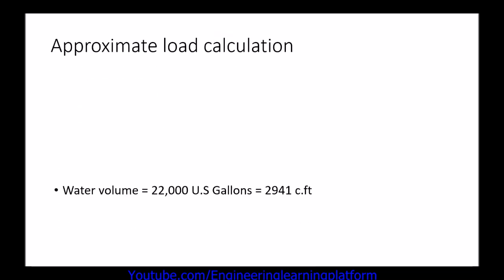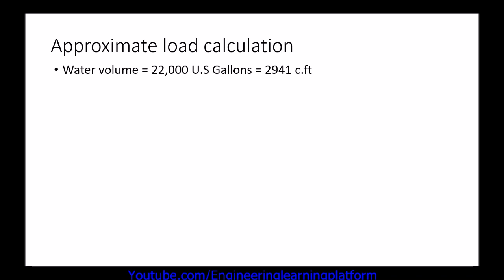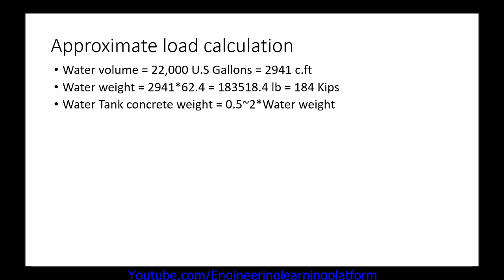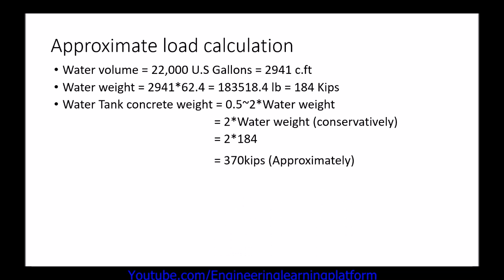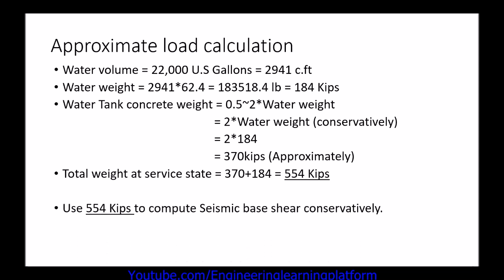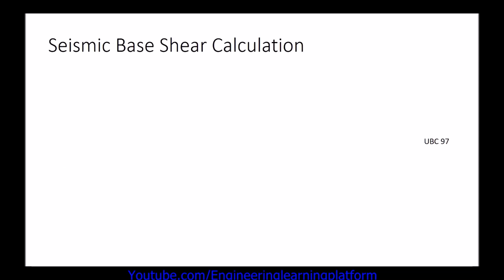First we will calculate the approximate tank load. Since the water is to have a volume of 2941 cubic feet, the approximate weight will be 184 kips, and the concrete weight roughly varies between 50% to 2 times of the water weight. So conservatively we will take twice of the water weight as concrete, which gives us 370 kips approximately. So the total weight, adding water weight and concrete weight as dead load to attract seismic base shear conservatively, is 554.